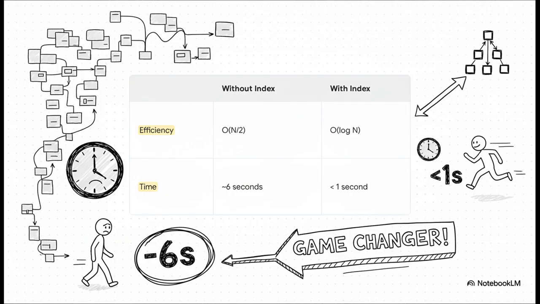Without an index, you're looking at O(n/2) efficiency. With an index, it becomes O(log n). But you know what? Forget the computer science theory for a second. Just look at the time. We go from a painful 6 seconds all the way down to less than 1 second. That is a complete game changer for your users.